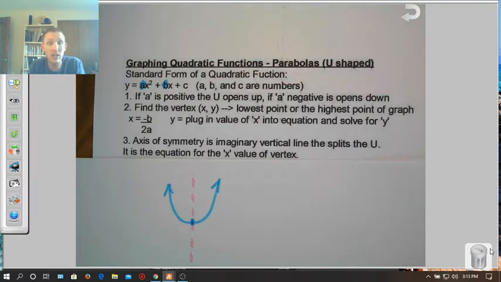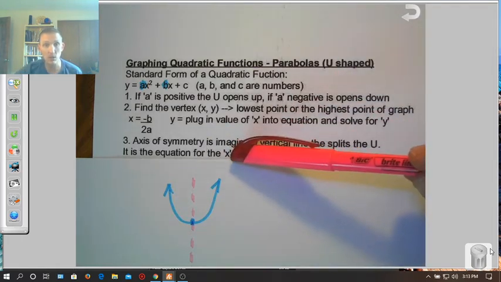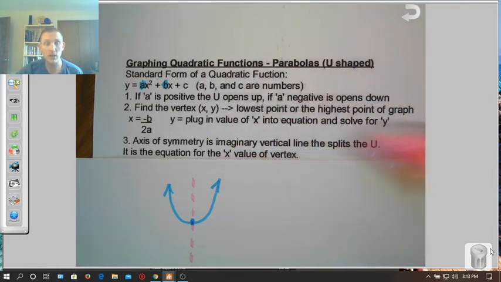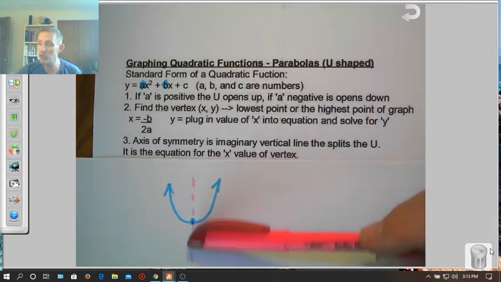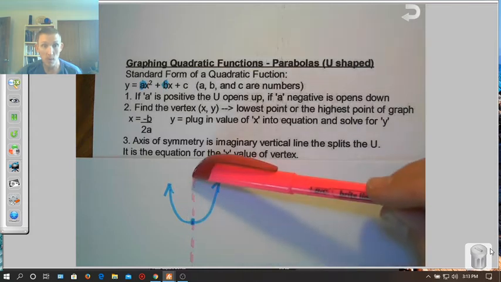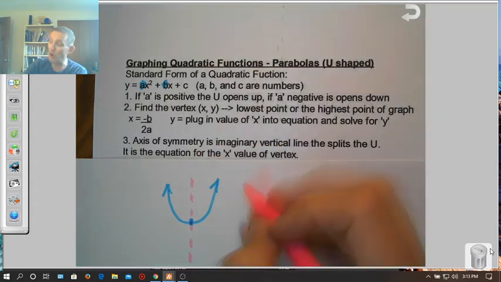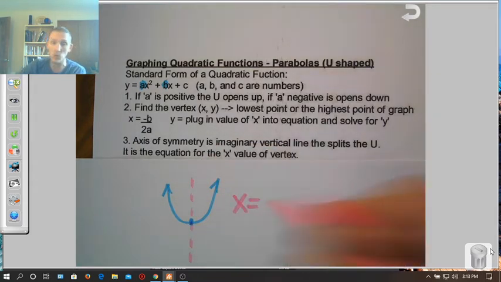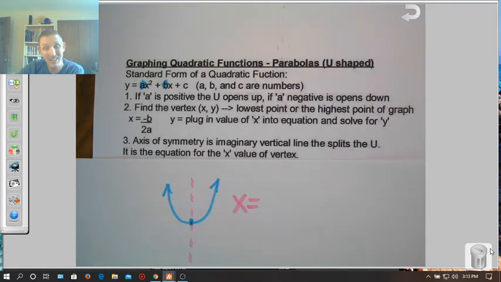Now, to find the axis of symmetry, that equation simply is the x value of the vertex. Because remember, what is the equation for a vertical line? Well, we memorize this. The equation for all vertical lines is x equals. Well, I'm going to take the x value of my vertex to get that.